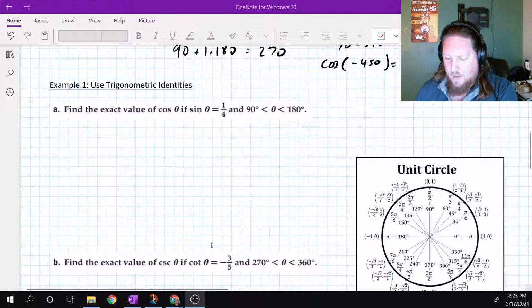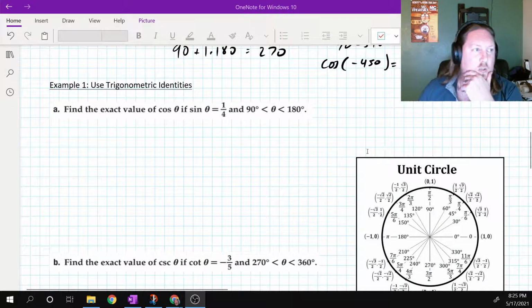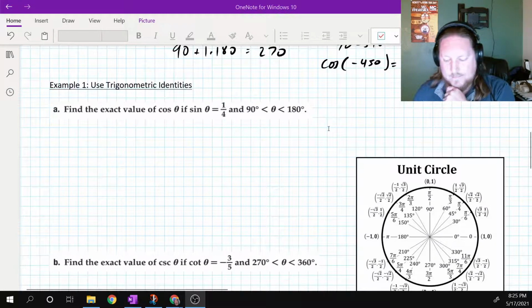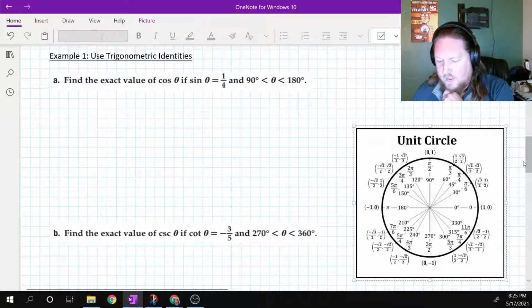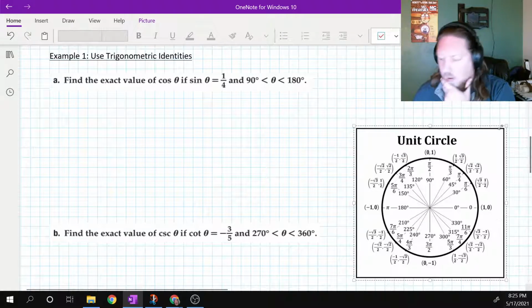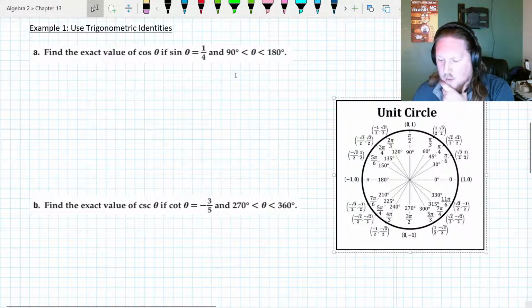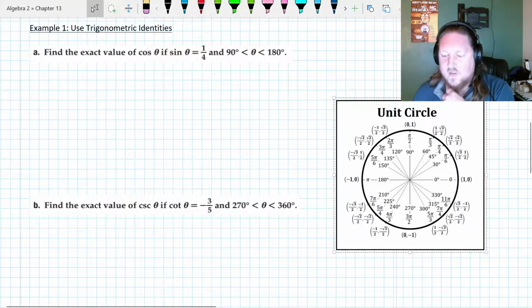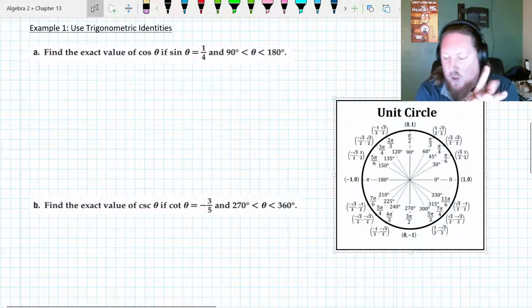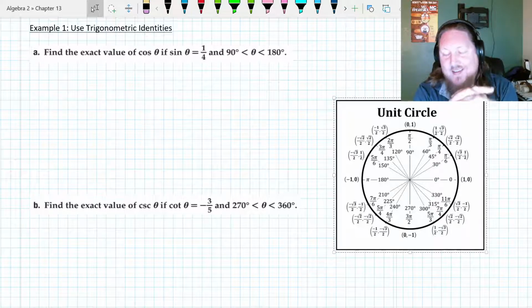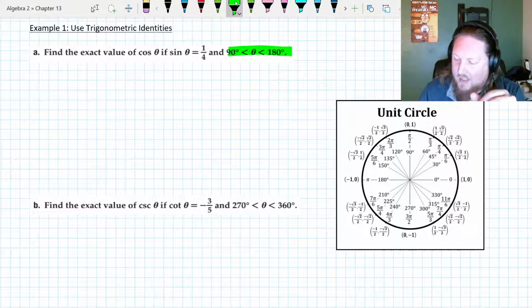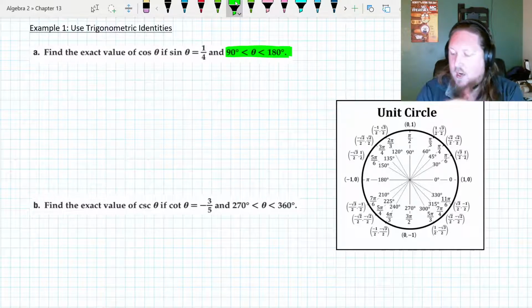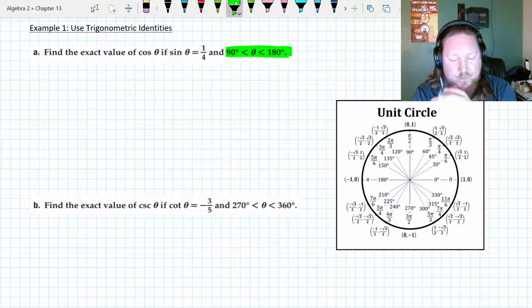Okay, this is example one. We're going to use trigonometric identities. The first thing we're going to do is find the exact value of cosine of theta if sine of theta is 1/4. And this is key here, theta is between 90 degrees and 180 degrees.